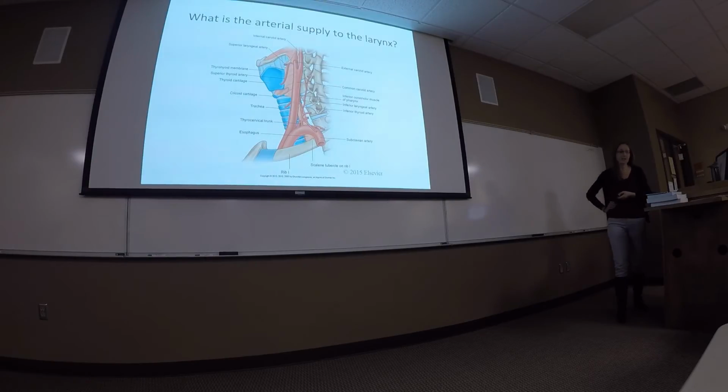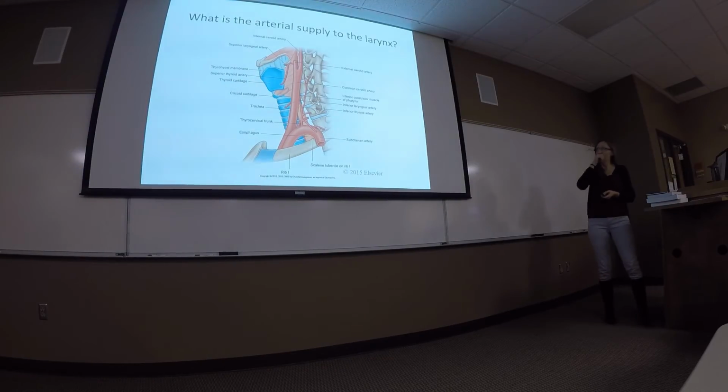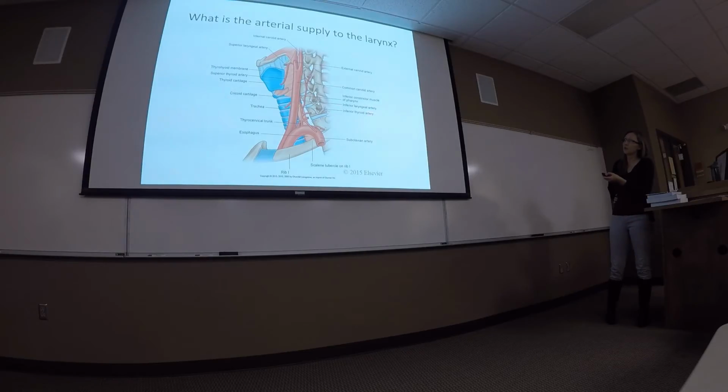Okay? All right. Arterial supply: branches off of the external carotid artery and off of the thyrocervical trunk are supplying the larynx. So it would be the inferior laryngeal artery off the thyrocervical trunk and the superior laryngeal artery off of the external carotid.